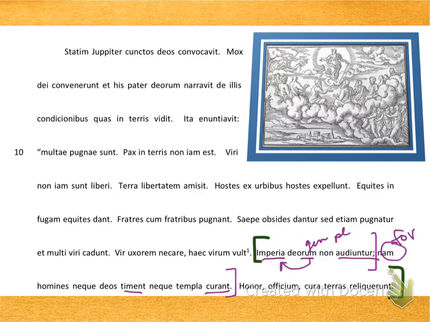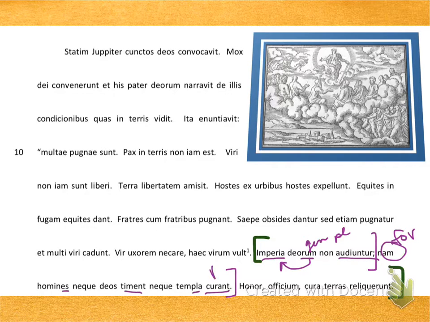This sentence is interesting because of homines and templa, both of which can be nominative or accusative forms. But how am I supposed to know what they are? Well, let's take a look at the verb and see if it gives us any hints. The verb is curo, curare, a first conjugation verb that means to care for. I do not notice a V or an X in the base of this verb.